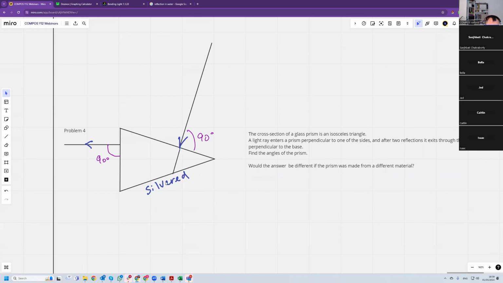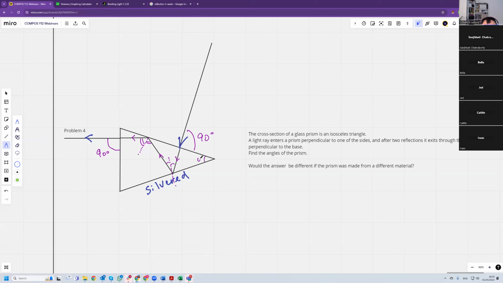Now the reflection, because this is a silvered surface, the reflection would always be at the same angle. And then it would reflect again. And because it's leaving at 90 degrees as well, it will have to go like this. So light goes in, reflects, reflects. You only have reflection, you don't have refraction. So this angle is the same as this angle. This angle is the same as this angle.